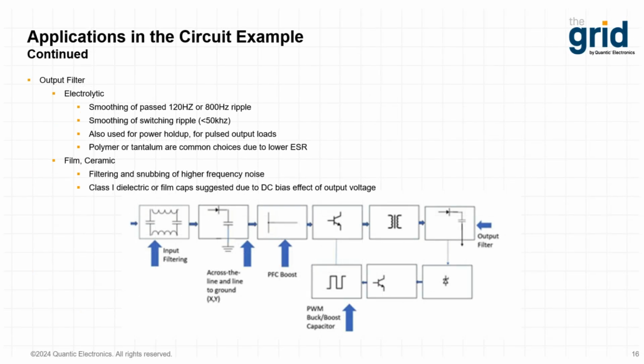At the power supply output, electrolytics can be used to further smooth any past input ripple and also switching ripple power for lower frequency drives. They have important uses for power holdup and peak output power applications as well. Film and ceramic, again, have their uses in higher frequency snubbing applications at the output.